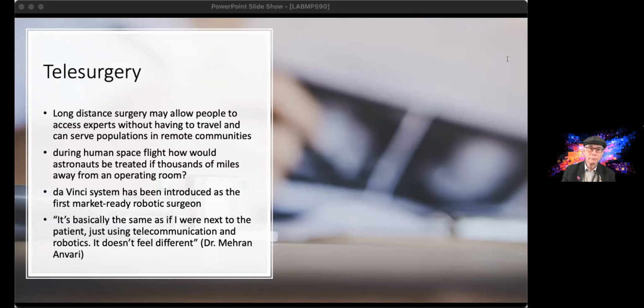One surgeon embracing this technology is Dr. Mehran Advani, who uses the Da Vinci system to work in a community hospital that lacks the facilities of his hospital in Hamilton, Ontario. The ease of use is so great that to Dr. Advani, it is basically the same as if he were next to the patient, just using telecommunication and robotics. It doesn't feel different, he says.